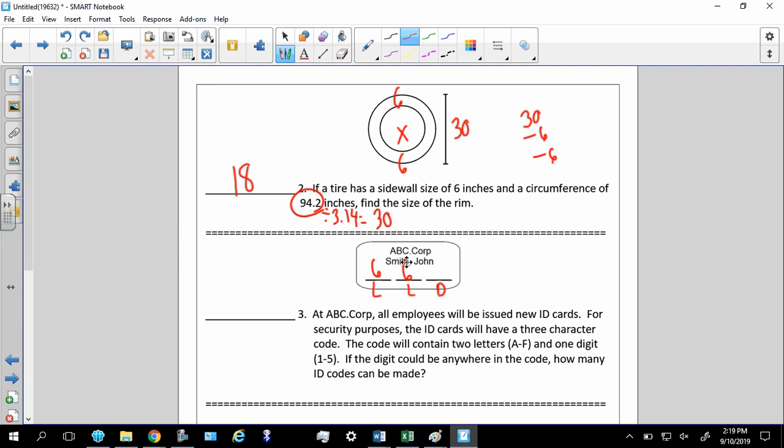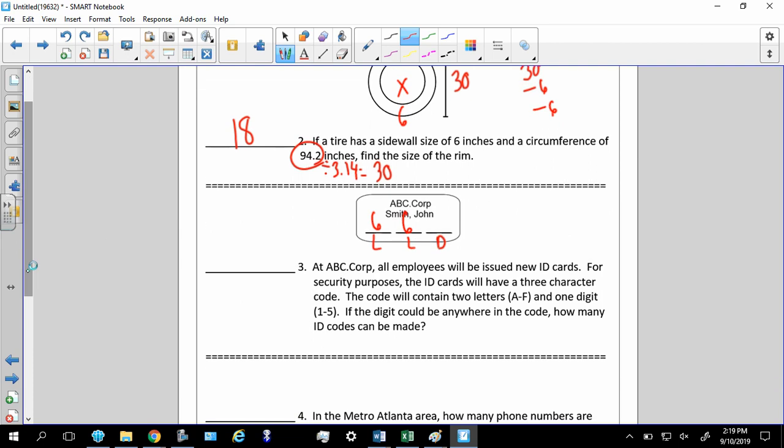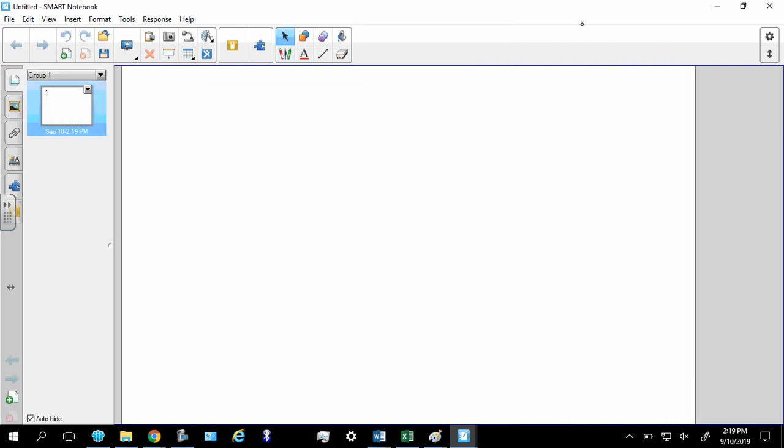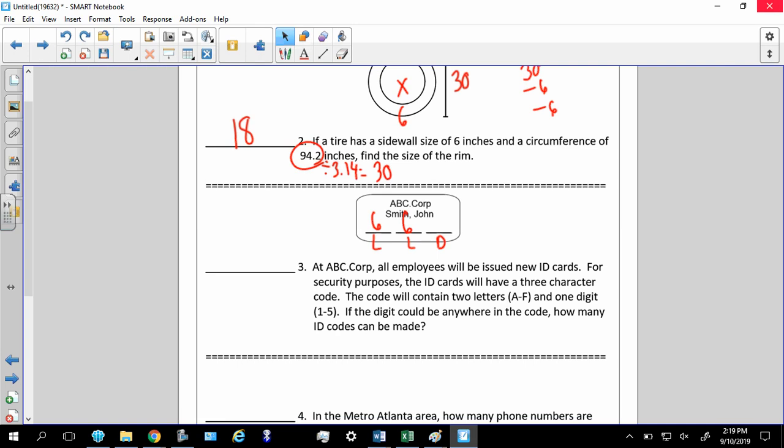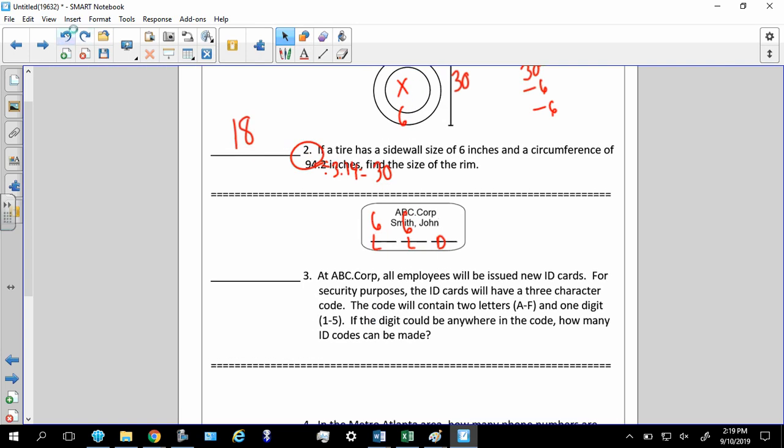That's 6. Now the digit is 1 through 5. So 1, 2, 3, 4, 5. Must have hit the wrong button there. Come on now.